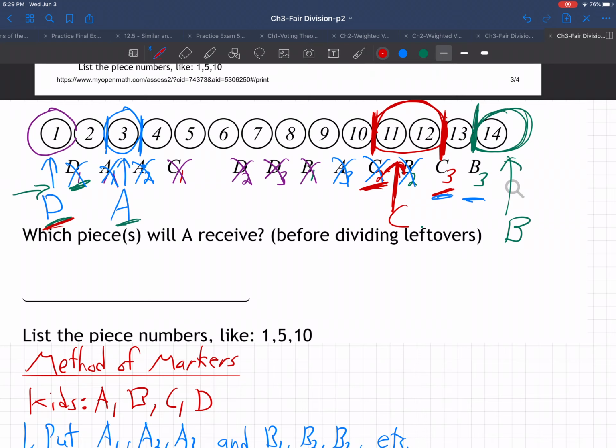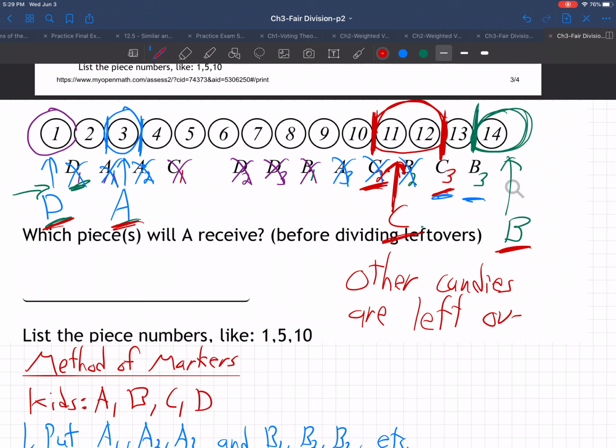So there we have the candies. We got D's candy, got candy 1, A got candy 2, C got candy 11 and 12, B got candy 14. And what about all the other candies? The other candies are left over. They're left over for mom and dad.